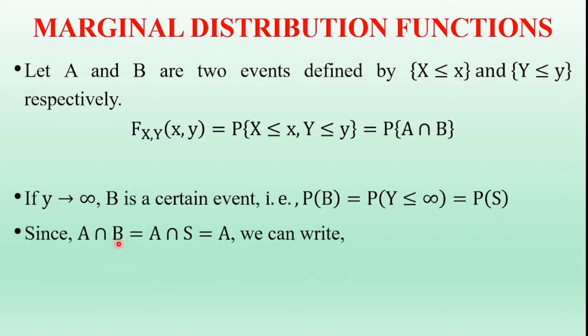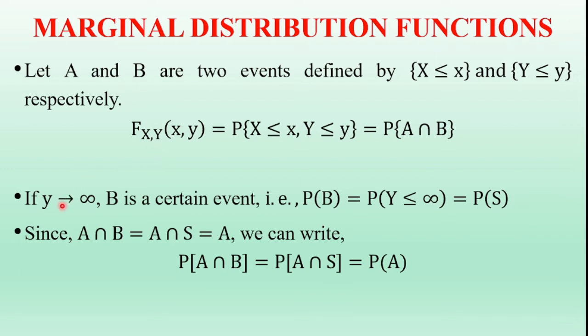Since y tends to infinity, B is a certain event, so event B is the sample space, that is B is equal to S. So A intersection B is equal to A intersection S. We know that A intersection S is equal to event A. Taking the probability on both sides, the probability of A intersection B is equal to the probability of A. But event A is defined as X less than or equal to x, and event B as Y less than or equal to y. Therefore the probability of X less than or equal to x intersection Y less than or equal to y is the joint distribution function of the random variables X and Y, F_XY of x comma y.